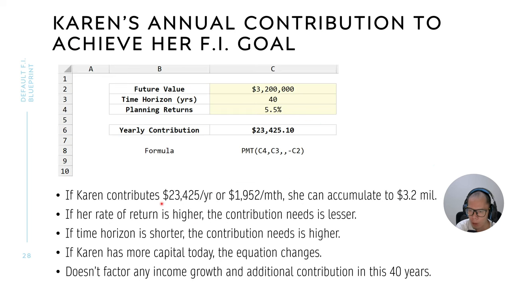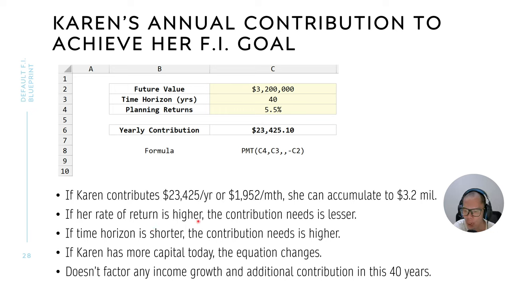That's how long she has. And we're trying to get to $3.2 million. If you put this inside, you use this formula, you're going to get this amount, $23,425. So if Karen contributes this amount, or $1,952 per month, for 40 years, she can accumulate this amount of money. How much does Karen earn? I don't know.